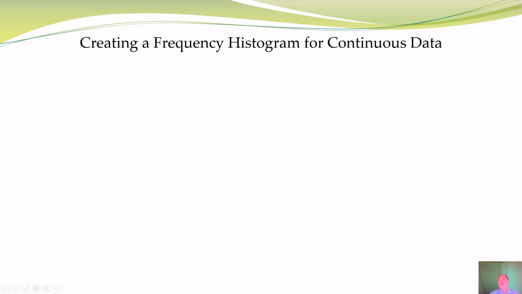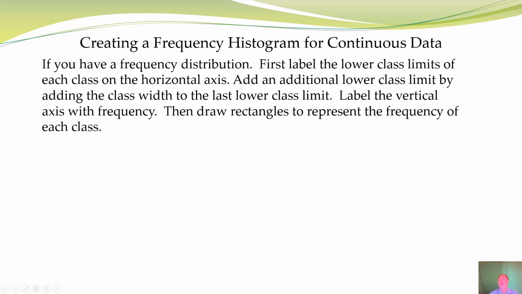Now, creating a frequency histogram for continuous data. If you have a frequency distribution, first label the lower class limits of each class on the horizontal axis, add an additional lower class limit by adding the class width to the last lower class limit, label the vertical axis with frequency, then draw rectangles to represent the frequency of each class.